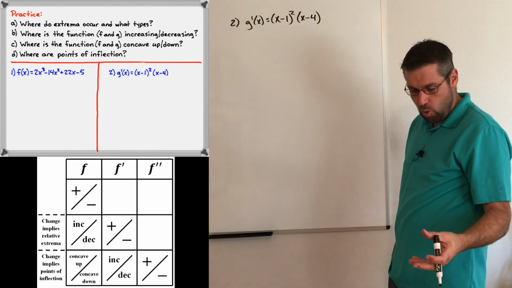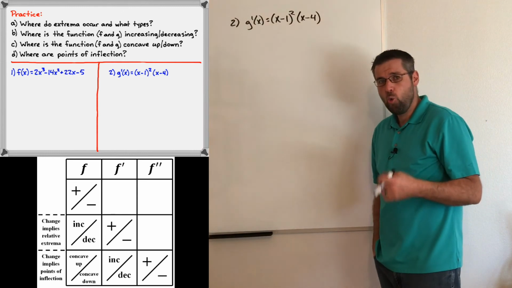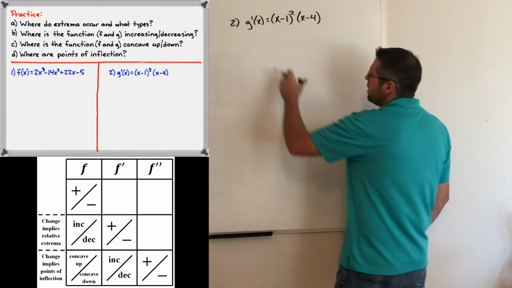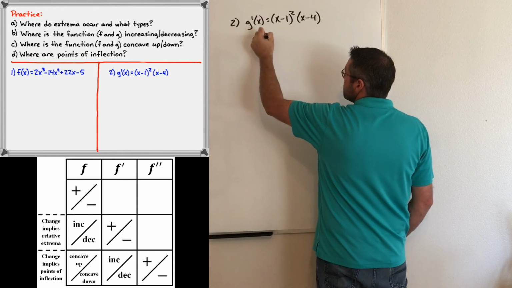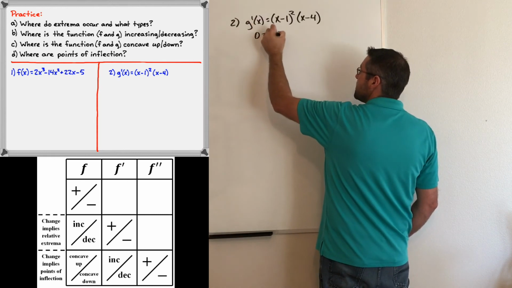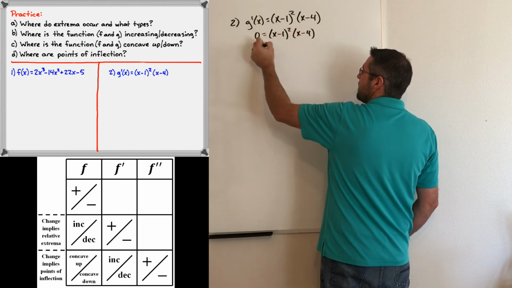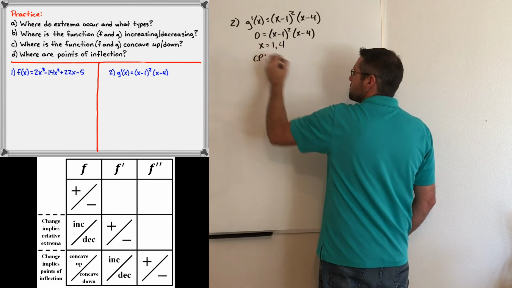So question A, where do extrema occur? Extrema occur when g prime changes signs according to the chart. So we have to figure out where g prime changes signs. The first thing we have to do is figure out where it's 0 and does not exist. We have to find the critical points. So we'd set the function equal to 0, and we can see that g prime is 0 at 1 and 4. So those are some of our critical points.